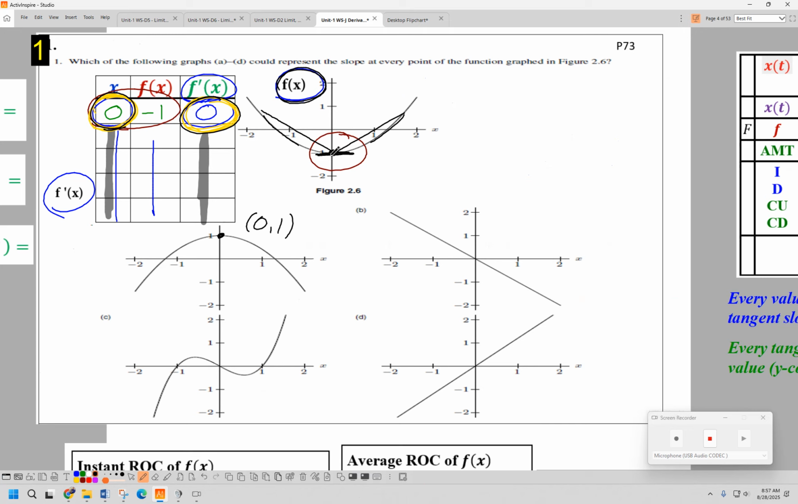Which graph could represent the slope at every point? So, here's what Tom did. Two more for Tom. He said, look right here. Tom, what's this XY pair? 0, 0. So far, so good. We're supposed to have at x equals 0 on the f prime graph a value of 0, and we do. At x equals 0, the f prime graph is 0. That's a dead match for those 2 points.